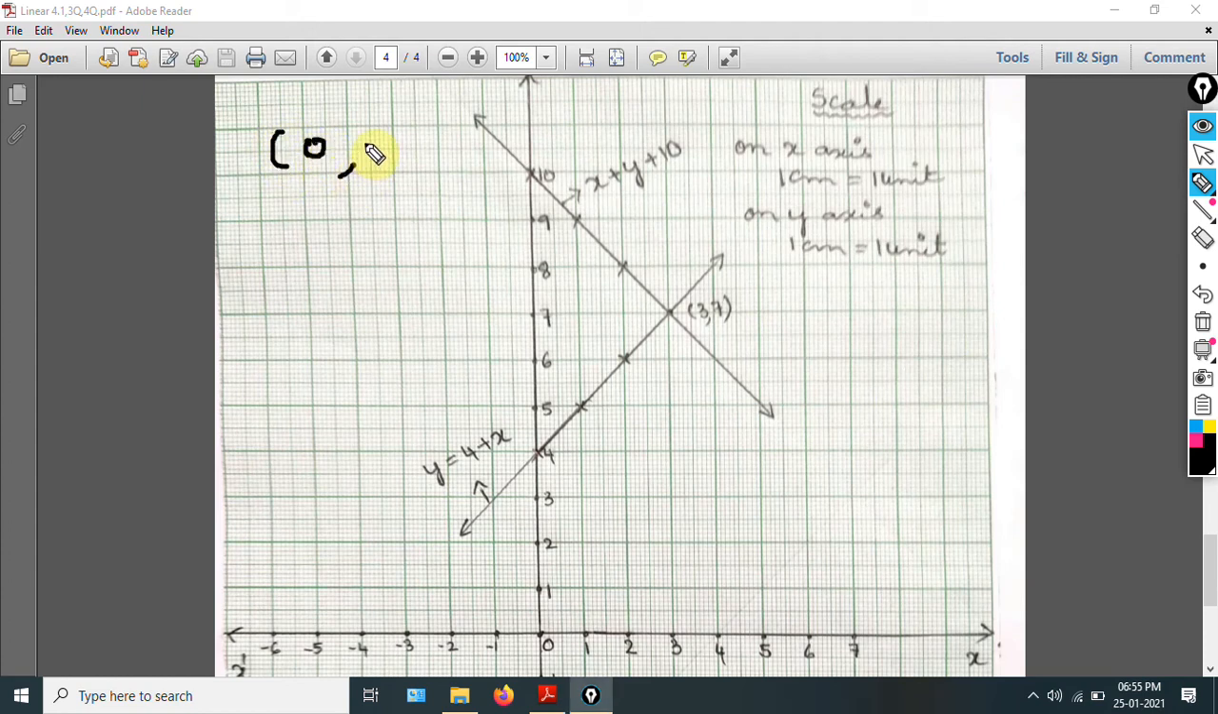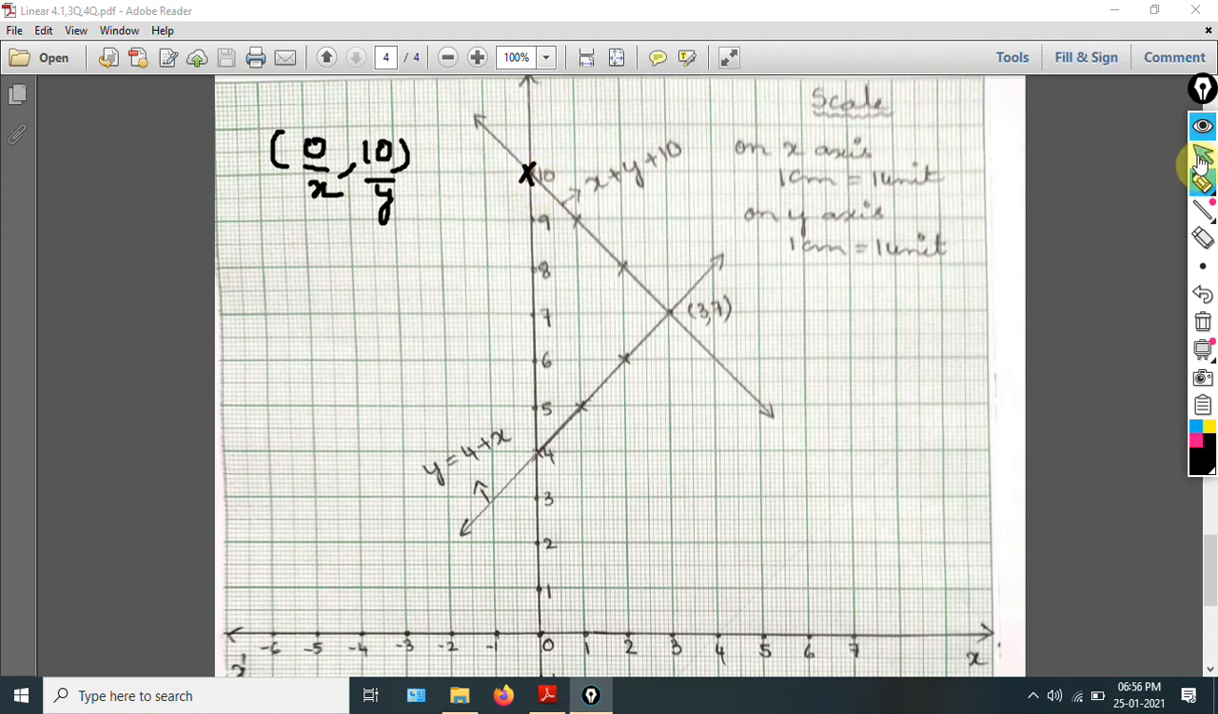0 comma 10. So this side will always be the x value and this side will be the y value. So on the x-axis, where is 0? Here. From this position only we have to see the y value. The y value is how much? 10. So from this position we have to see on the y-axis where we are getting 10. Here we are getting it. So here we should put one cross mark.